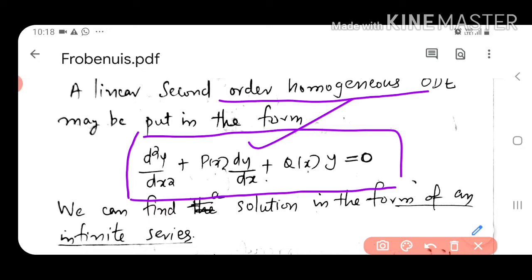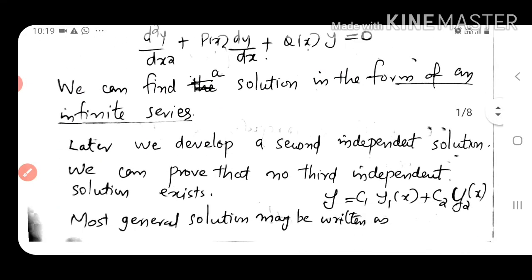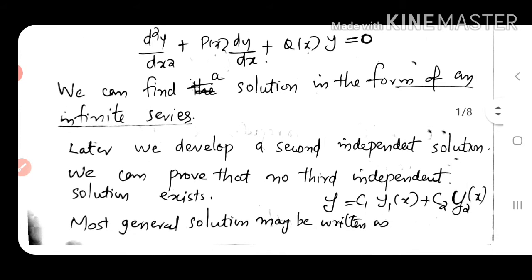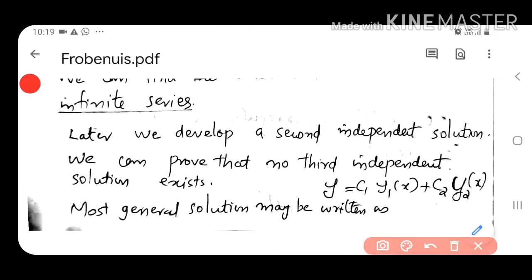And in this section we see that a solution of this equation can be obtained in the form of an infinite series. Actually, a second order homogeneous differential equation like this has two independent solutions. If we have one solution with us, we can develop a second independent solution.